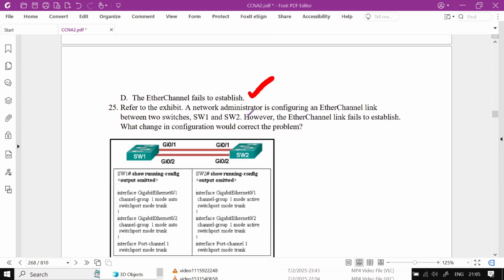Auto, then we have active. Yeah, I think it's either auto on both sides or active on both sides. Right now, as I'm looking at this, here is active. No, here is auto. Auto, active. Where is the problem?